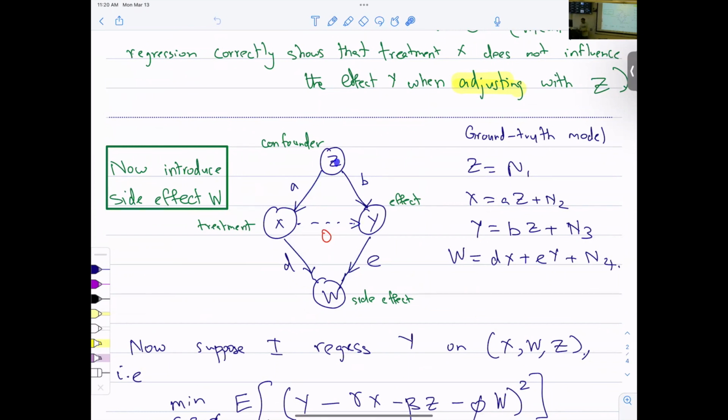So formally, Z is N1, X is A Z plus N2, Y is B Z plus N3, W is D X plus E Y plus N4. That is this model.